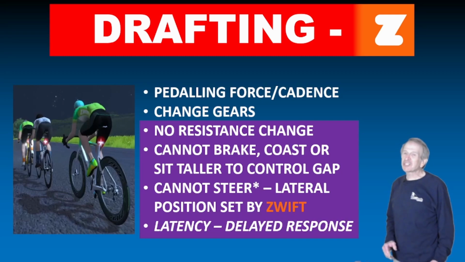First of all, there's no change in resistance when you come up behind other riders. And I'll talk more about that in just a moment. You cannot brake, you cannot coast, or sit taller to control the gap. In fact, if you coast, it's like putting on the brakes. And you cannot steer to adjust your lateral position. And then there's another factor, a delayed response. What you do doesn't happen immediately on Zwift due to latency, and that is due to the speed of your connection to the Zwift server.